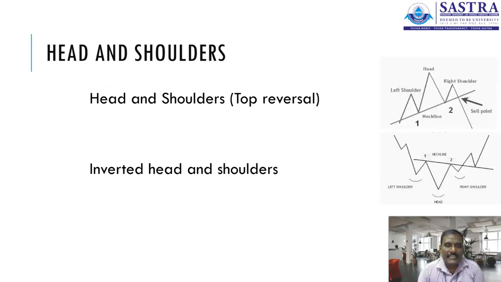Head and shoulders pattern. The head and shoulders pattern can be classified into two: the top reversal and the inverted head and shoulders pattern. So the head and shoulders pattern, how is it going to happen? You know the different types of patterns prevailing in the market, like bullish and bearish markets. Bullish is the period when the stock prices are increasing. When prices fall down in the market, we say a bearish trend is prevailing in the market.